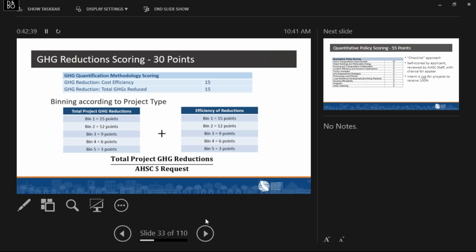One thing to note is your binning is calculated according to your project area type. So all TOD projects will be ranked against each other, all ICP against each other, and all RIPA projects against each other. So there will be top scoring projects within each of those categories.